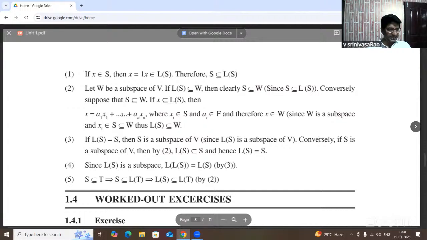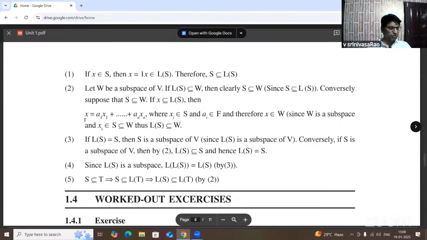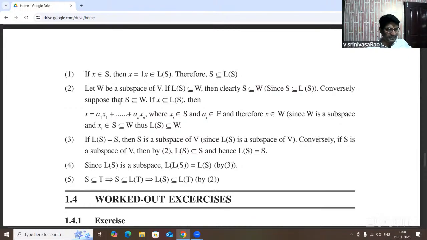So the summation of ai xi, i from 1 to n, is equivalent to x equals a1 x1 plus a2 x2 plus so on an xn. All the xi elements are in the subset, and all the scalars are field elements. So finally, since the xi values are in the subset, and that subset is contained in or equal to W, L of S can be written as the linear span of this part.